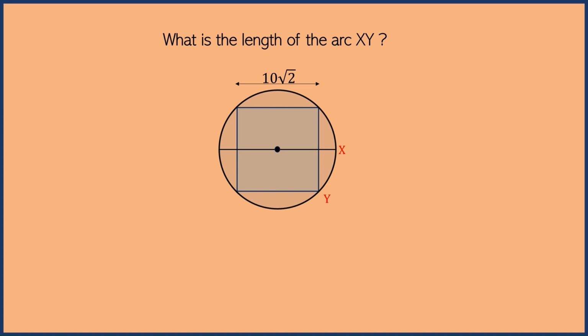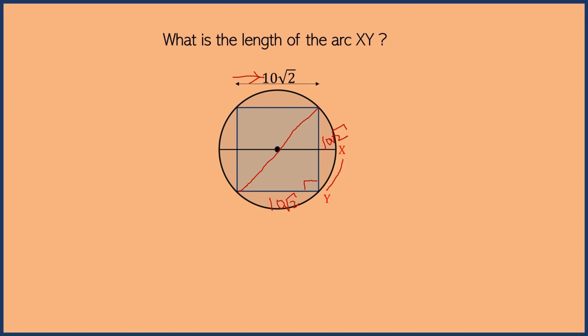Okay, so what are we planning on doing here? So we're planning on finding arc xy. And we know the length of this square here is 10 root 2, right? So we can do this by seeing that this is the diameter of the circle, right? So in order to find the diameter of the circle, what we can do is apply Pythagoras theorem, right? So we know the sides of this are 10 root 2, and this is 10 root 2, right?